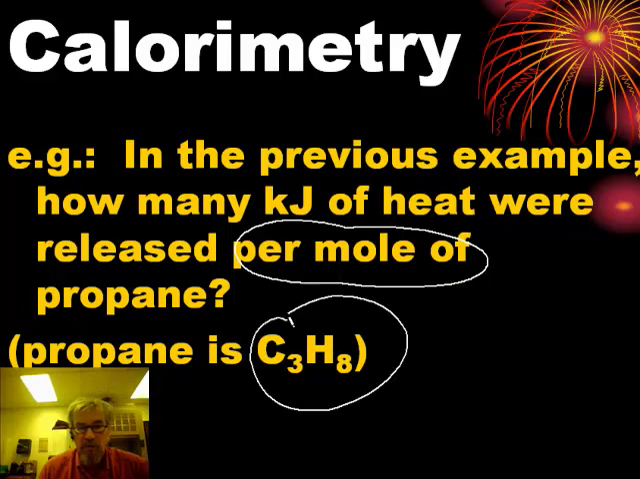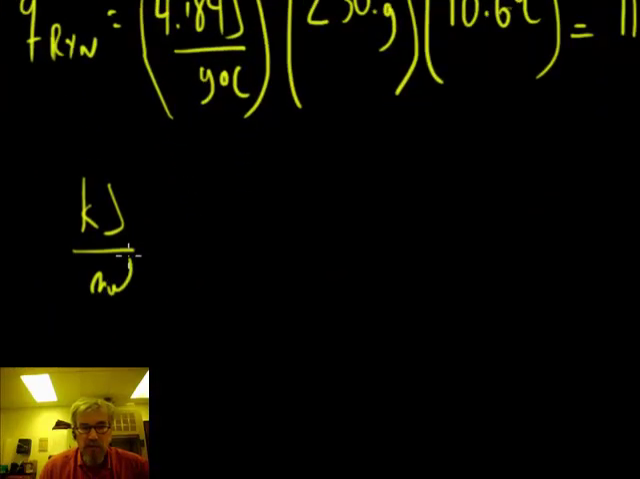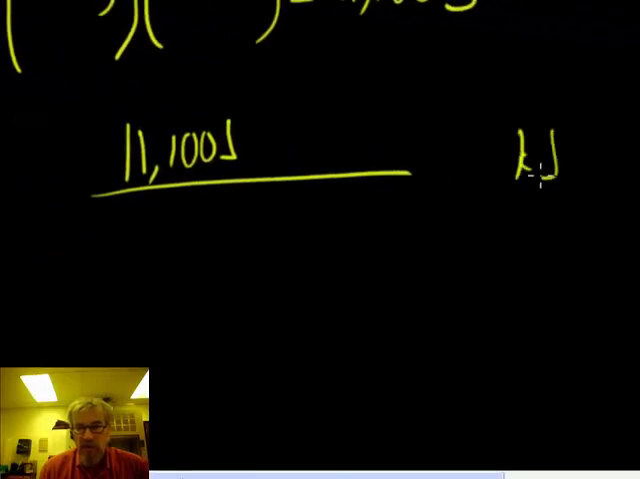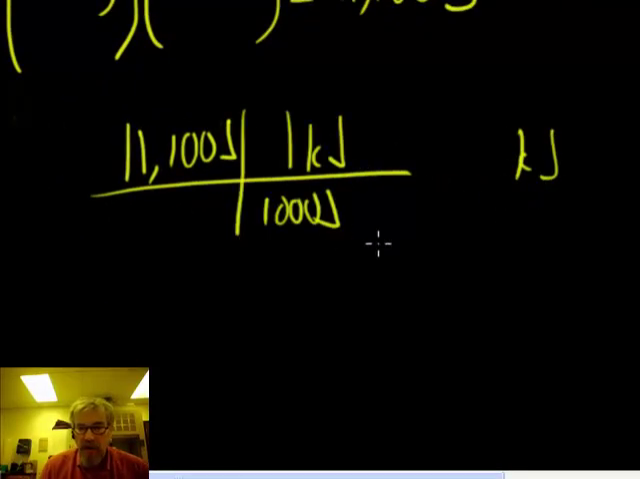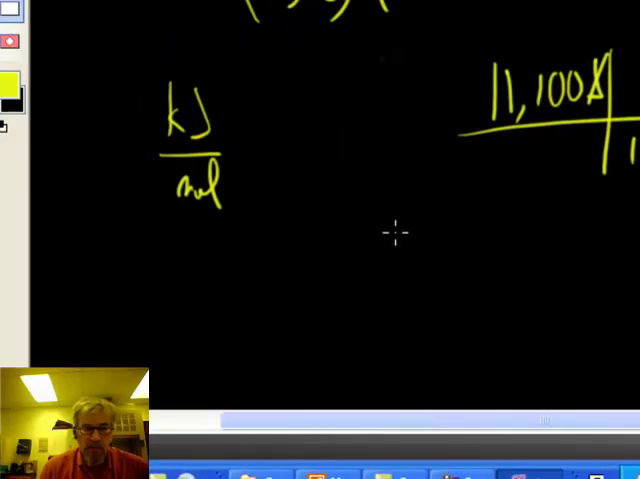This question is asking, in the previous example, how many kilojoules of heat were released per mole of propane? And propane is C3H8. Well, if we need kilojoules per mole, the first thing we need to do is have our energy in kilojoules. So let's convert that. 11,100 joules. I want this to end up in kilojoules. There are 1,000 joules per 1 kilojoule. So when joules cancel out, I'll be dividing by 1,000. It's 11.1 kilojoules.